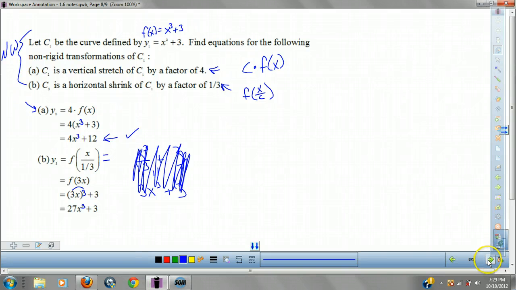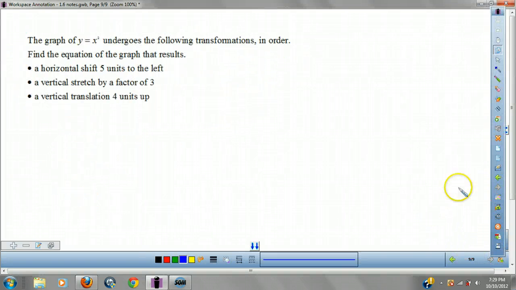Alright guys, last slide. Okay, this is a tough one. We have x squared here. Even better, so we have the graph of x squared undergoing the following transformations in order. The key is you have to go in order. So the first thing we're going to do is a horizontal shift of 5 to the left.